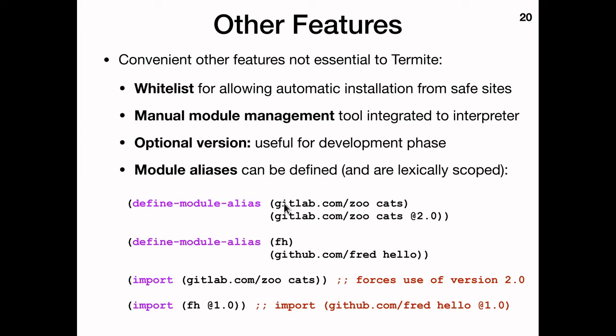The first case, it forced the version of the cat module to version 2. The second, it shortened github.com/fred to fh. So you just need to specify fh and the version. It will import the right version of the github.com/fred hello.